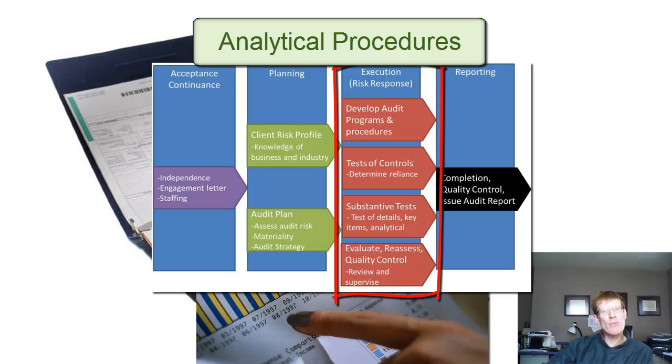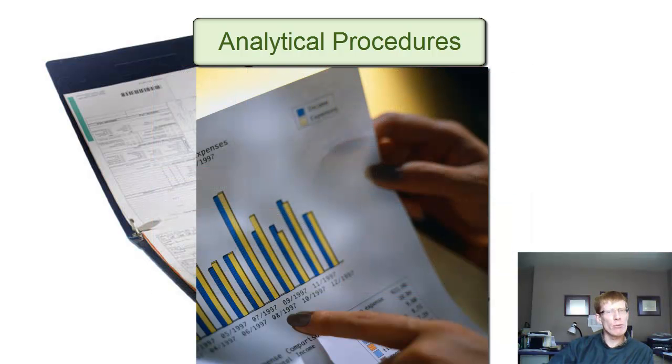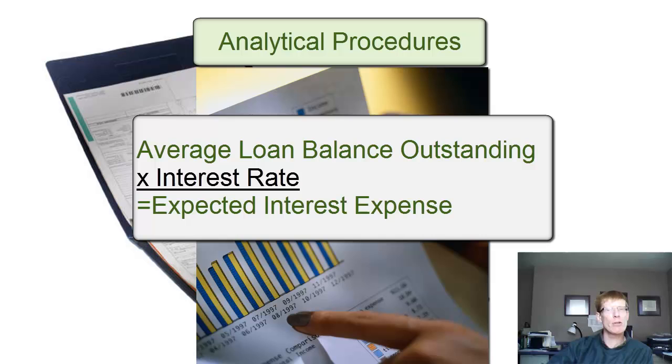During the execution phase, analytical procedures are an important piece of audit evidence. In fact, often an analytical procedure can be a very effective form of evidence that would alleviate or reduce the need for detailed audit testing. For example, interest expense can often be estimated by taking the loan balance outstanding and the interest rate. If this estimate of interest expense is very close to what has been reported by the client, then further procedures may not be necessary.